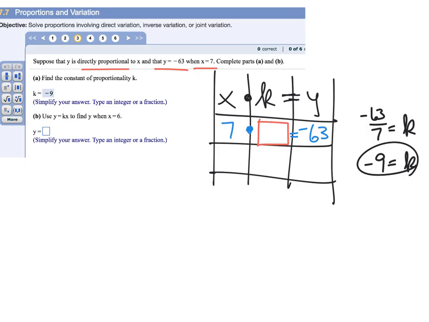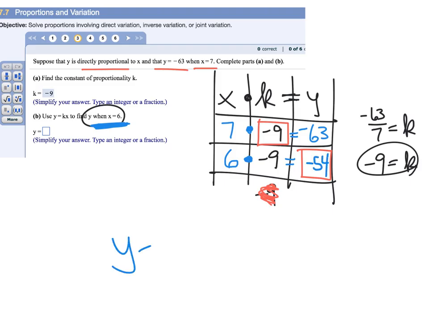So now that we know that k is equal to negative 9, it's going to be negative 9 on every single row for the rest of this problem. All right, so now we're told that x is equal to 6. So that means 6 times k, or 6 times negative 9, is going to give us our value for y. So we know that 6 times negative 9 is negative 54.